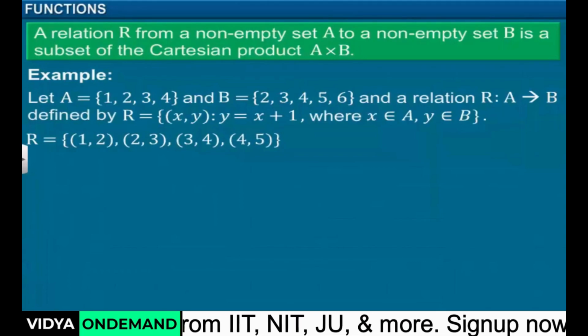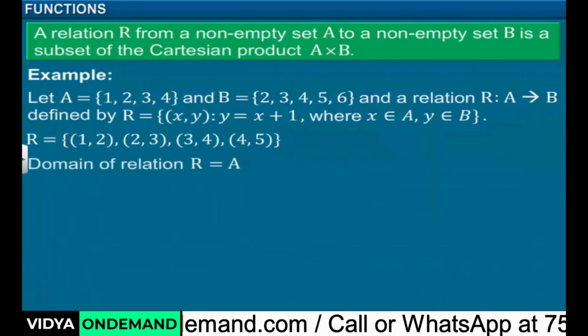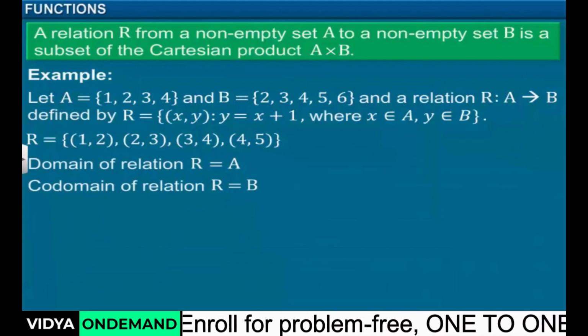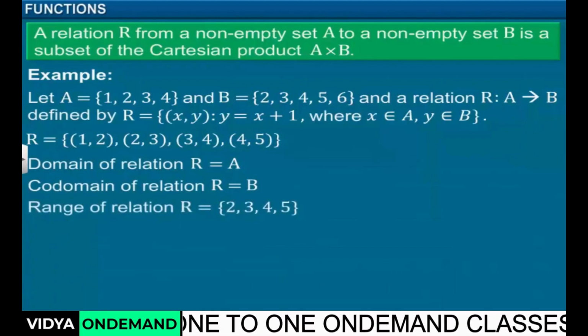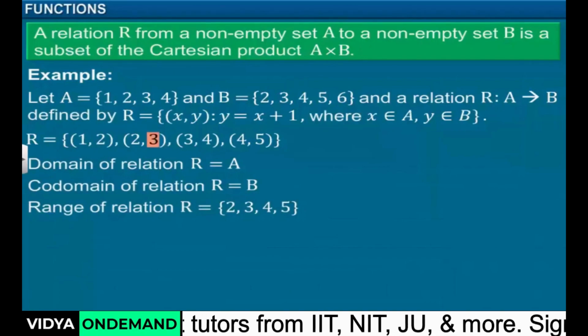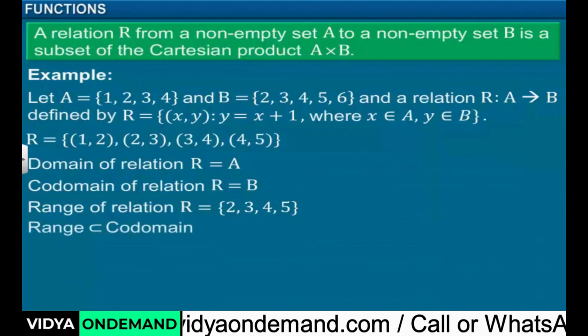The domain of the relation R is A. The codomain of the relation is B. And the range of the relation is a set with the elements 2, 3, 4, and 5. Also notice that the range is always a subset of the codomain.